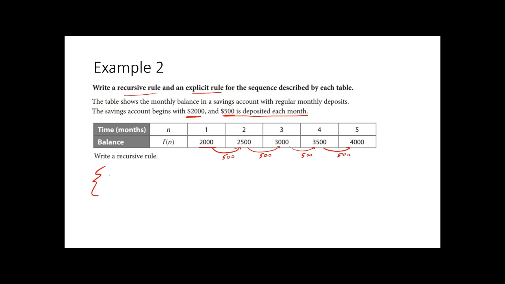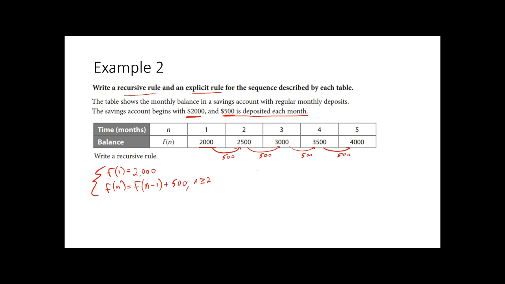So our recursive rule. Okay, let's start with our big bracket. Our first number in our sequence is the exact same amount of money that we start off with in our story, $2,000. And then our rule is represented by f of n equals f of n minus 1, which is really just saying the last term, plus our difference, which is 500. And that is for when n is greater than or equal to 2. So that's something to note.